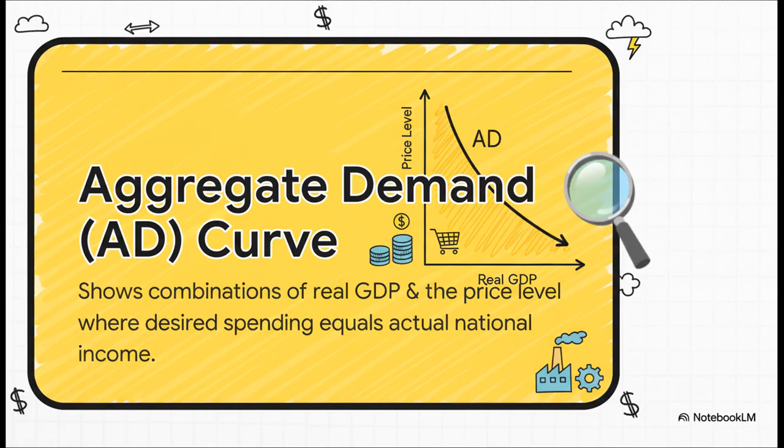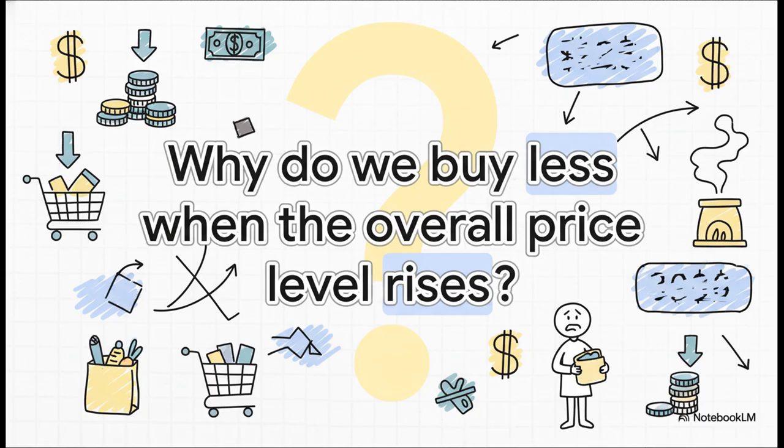Now, this graph answers a pretty simple question. As the average price of, well, everything goes up or down, how does that change the total amount of stuff we're all willing to buy? And you can see it makes intuitive sense. When prices are high, we buy less. When prices are low, we buy more. But why is that? And that really is the key question, isn't it?